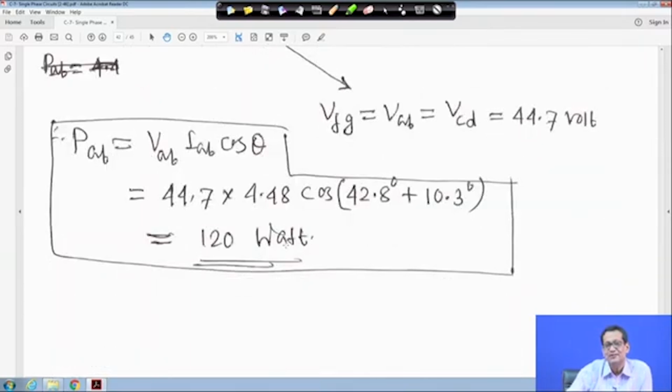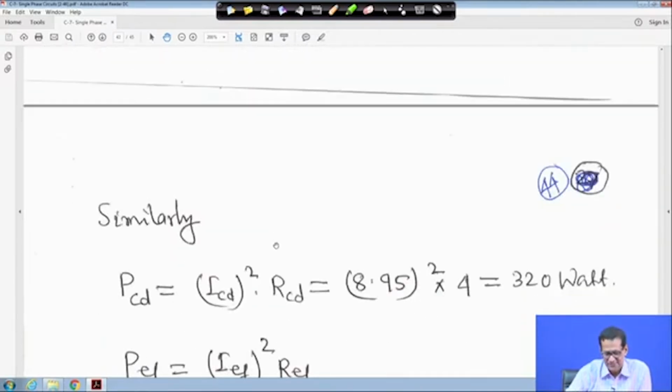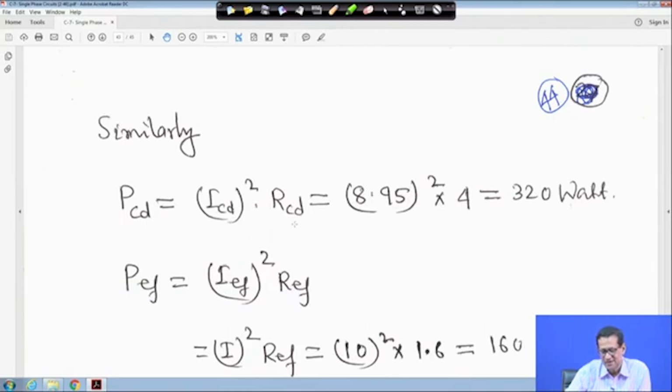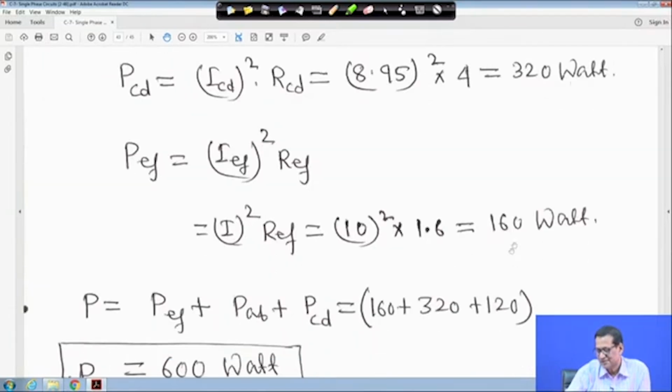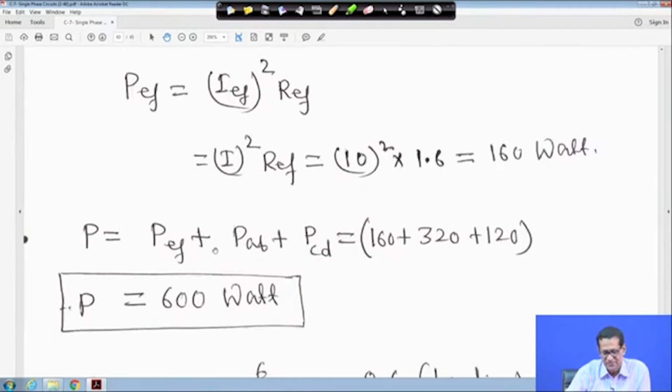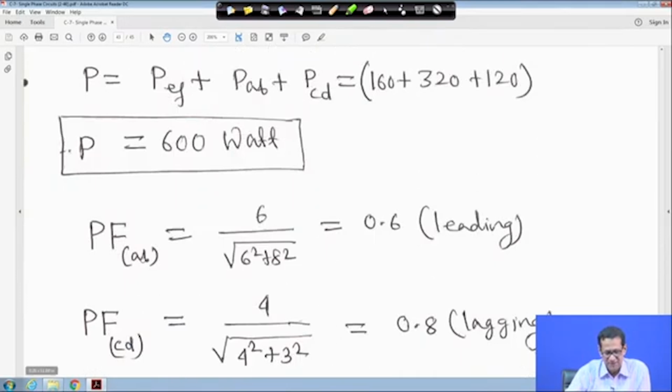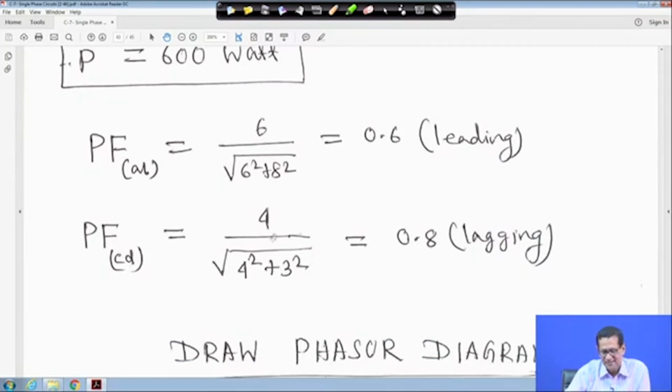If it is not matching, then somewhere the calculation has gone wrong. Similarly, PCD is equal to ICD square RCD, which is 320 watt, and PF is IF square RF, which comes to 160 watt. So total P is equal to PF plus PAB plus PCD, that is 600 watt. The power factor for AB is 6 upon root over 6 square plus 8 square, which is 0.6 leading. The power factor for the CD part is 4 upon root over 4 square plus 3 square, which is 0.8 lagging.